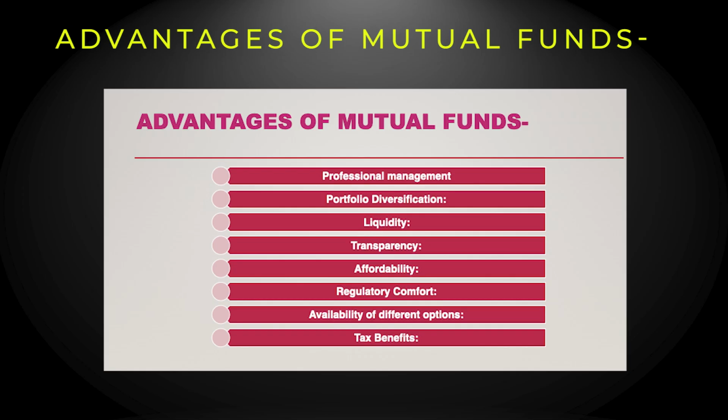The third is liquidity. Liquidity means easy entry and exit. Anytime you can purchase the mutual fund and anytime you can sell the mutual fund, especially in open-ended mutual funds. Transparency: the NAV is available, daily NAV updates are available, and periodic disclosures are available through the asset management company.